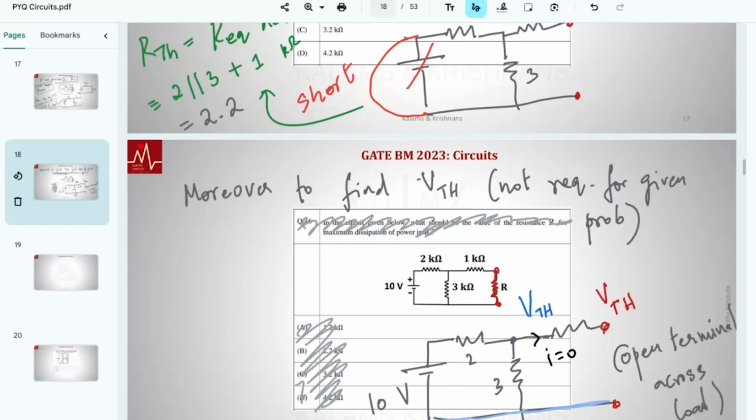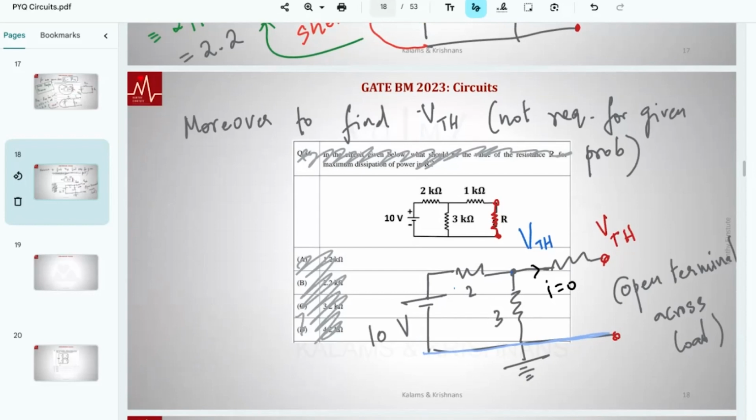The current here is 0. Total voltage here is 10. Across 3 is just a fraction of 10. What fraction? You know that. Voltage division. V equals a fraction of 10. What fraction? 3 by 2 plus 3.